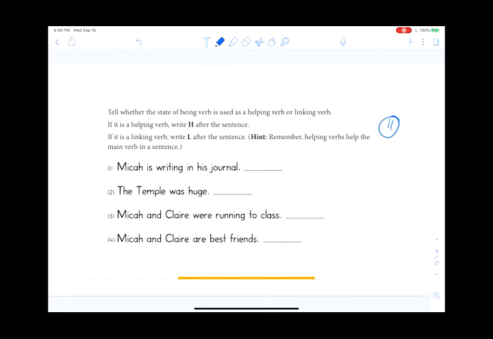All right, let's go over the answers. Micah is writing in his journal. This is a helping verb. The temple was huge. This is a linking verb. Micah and Claire were running to class. Helping verb. Micah and Claire are best friends. Linking verb.